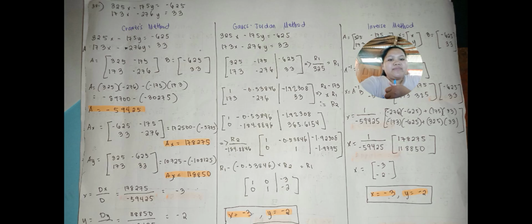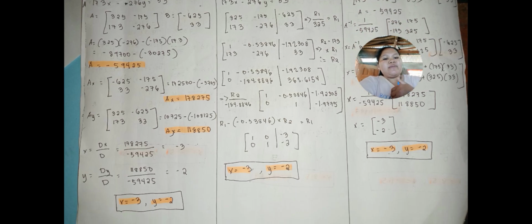Now we are going to get the determinant X. Replace column 1 with B, then cross multiply. Our determinant X is equal to 178,275. For determinant Y, we replace column 2 with the given B. Cross multiply, and we have the answer 118,850.